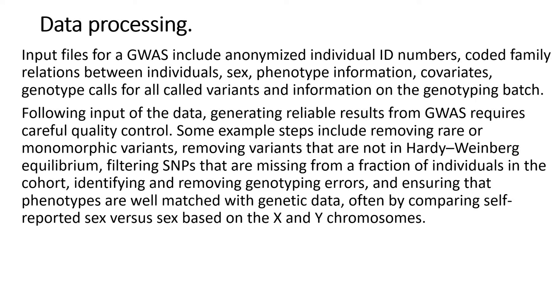First we process the data. What do we need to process? We should have complete information, meaning the table with columns and rows. We should have all the information for all the variables that we take in the columns, like sex, phenotype information, covariates, genotype calls. Genotyping batch means we have different family genomes, so that is called a batch. That is the batch, not the individual.